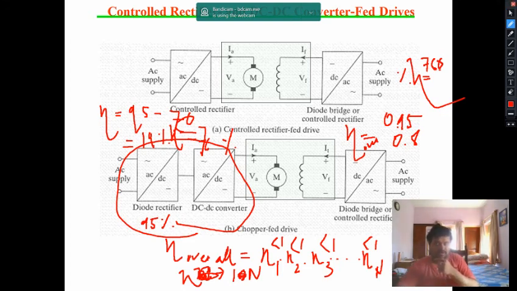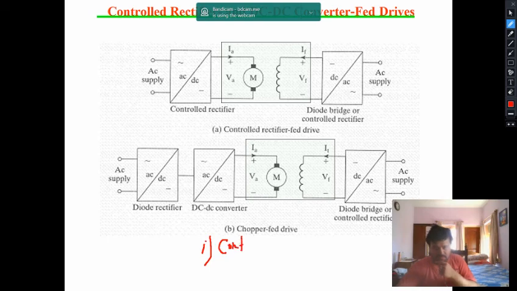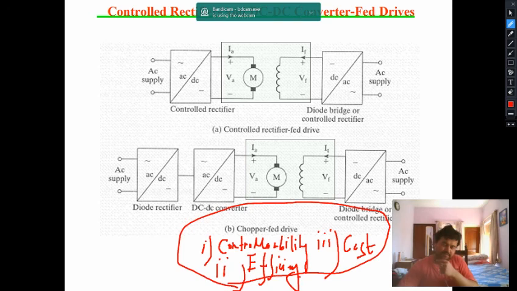So when you are designing a system, say an electric drive, you have to see the following things. Number one, controllability. Number two, efficiency. Number 3, cost. These three things are very, very important.